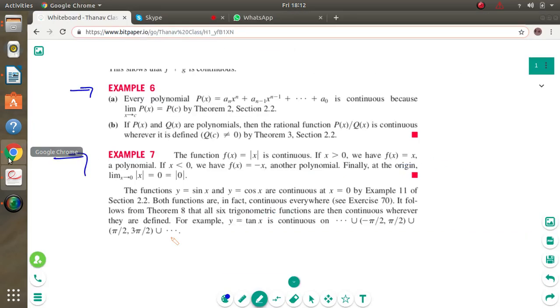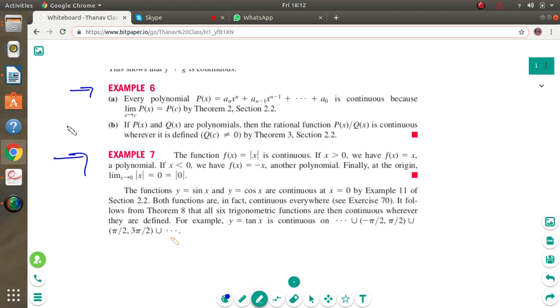Both functions are in bracket f. For example, y equals tan x is continuous. Okay, so they're saying tan x is continuous because sin x and cos x are continuous.